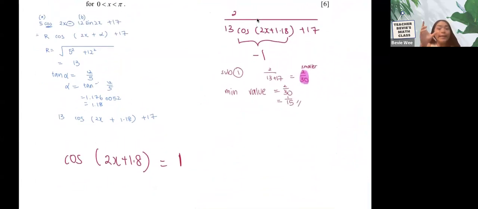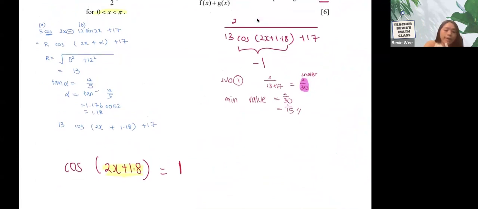We have to change the range. How to change the range? Your angle, in this case, is 2x plus 1.8, right? But the range is from 0 to pi for x. So I have to change the range first. 0 to pi only. So if you have 2x, it will be 0 to 2 pi. But that's not my angle. My angle is 2x plus 1.8. So it will be 2 pi plus 1.8, and 1.8 on both sides.